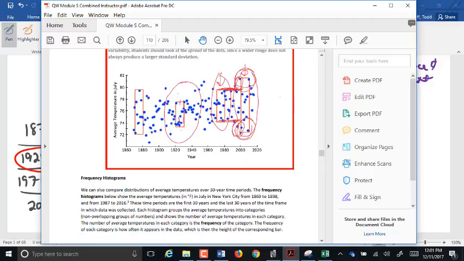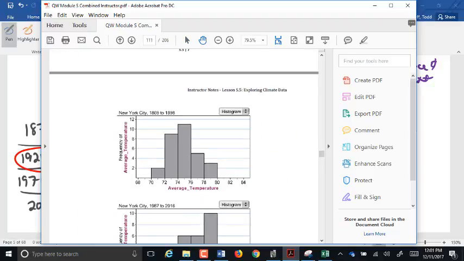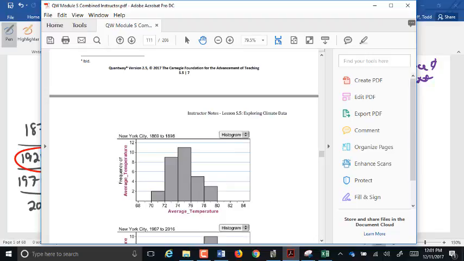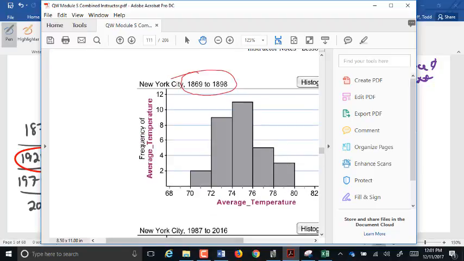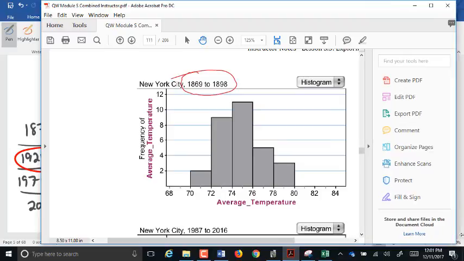So the next way that we're going to look at analyzing this data is by making a histogram. What they did in this histogram here is we took the numbers from 1869 to 1898. And I'm going to make this a little bit larger for you here. At least I hope I'm going to make it a little larger for you. There we go.